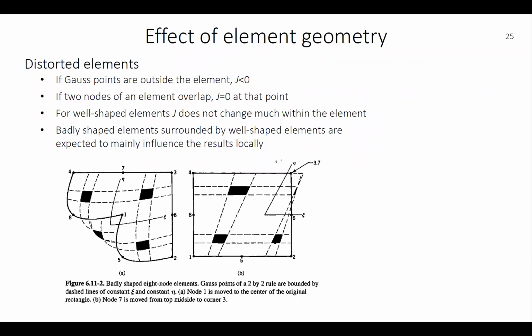So for well-shaped elements, the Jacobian does not change much. The value of the Jacobian doesn't change much within the element. And badly shaped elements surrounded by well-shaped elements are expected to mainly influence the results locally, which means that if you have one distorted element in the global system, you may expect to have poor results within that specific element. But unless that specific part of the structure is very important to the global behavior, that will mainly influence the local response.